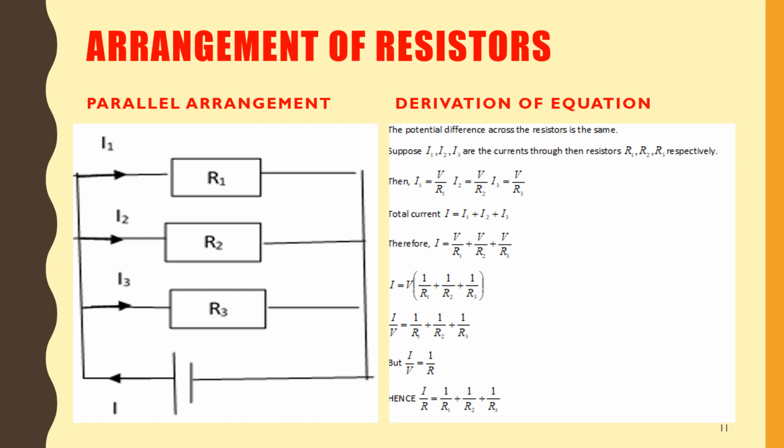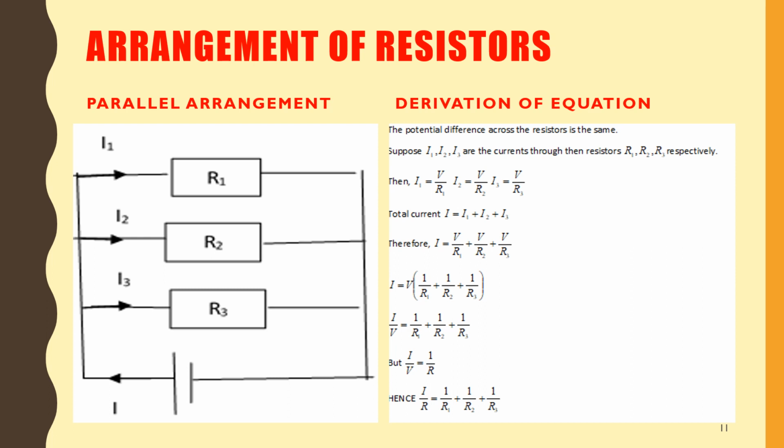When resistors are arranged in parallel, the current flowing through each of them differs, but they have the same potential difference. Since they are all connected to the same battery, V being the voltage of that battery, we can find an expression for the effective resistance. This time we'll look at the individual currents that flow through each of the resistors, I1, I2, and I3. I1 is V over R1, I2 is V over R2, I3 is V over R3.